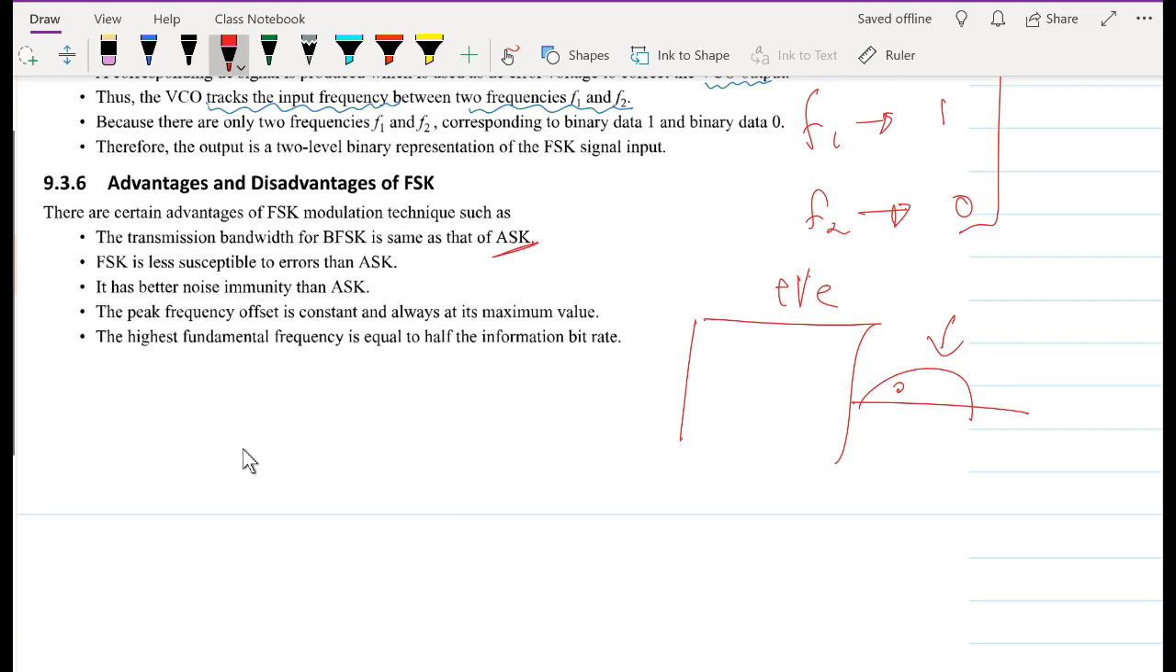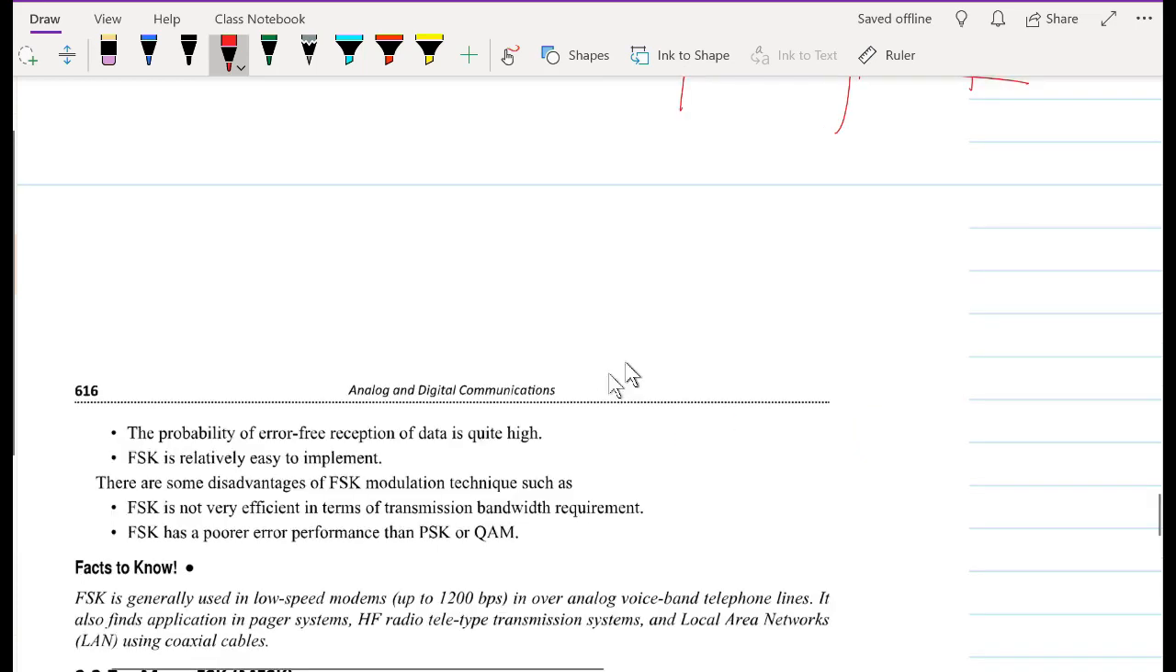Now, it has better noise immunity than ASK in a similar manner. The peak frequency offset is constant and is always a maximum value. We are saying that F1 minus F2 is always constant, and therefore we are always going to be experiencing a maximum value of this frequency offset. Finally, the highest fundamental frequency is equal to half the information bit rate. In addition, the probability of error reception of data is quite high. We will see what is the probability of error that is generated by FSK. And finally, FSK is relatively easy to implement.